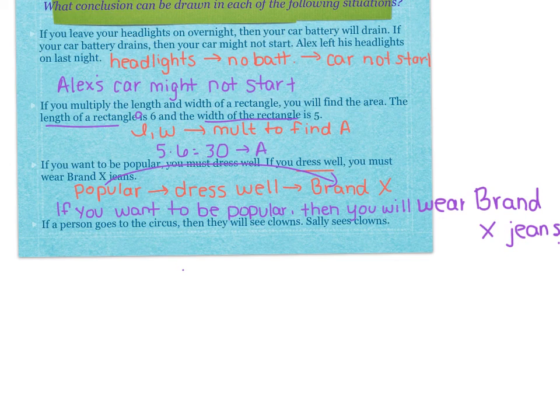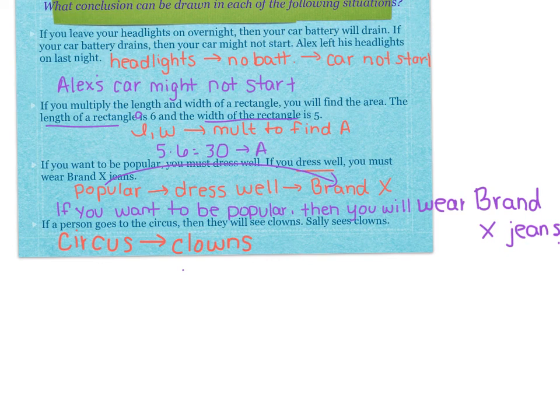Okay, one more really important example here. If a person goes to the circus, then they will see clowns. Okay, so if I go to the circus, I know I will see clowns. So now let's think about what we can conclude, okay? Because it says Sally sees clowns. So do we know that Sally went to the circus for sure?